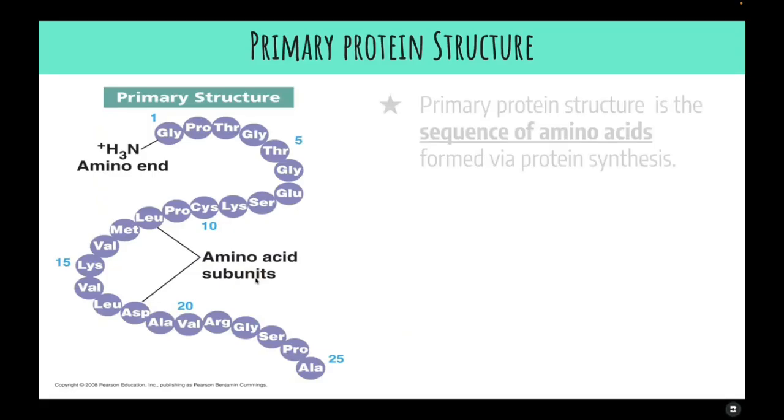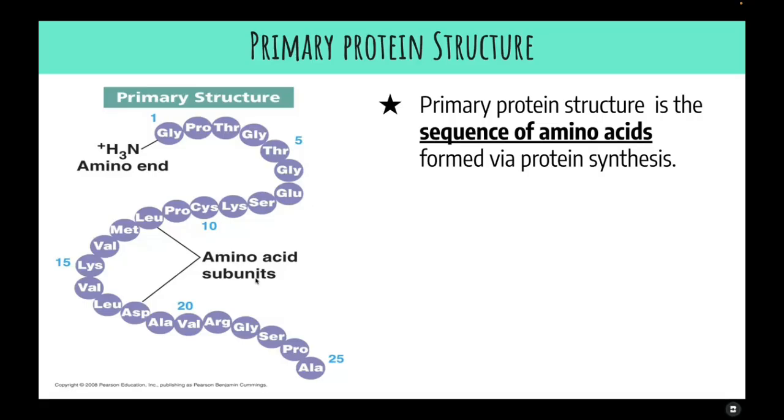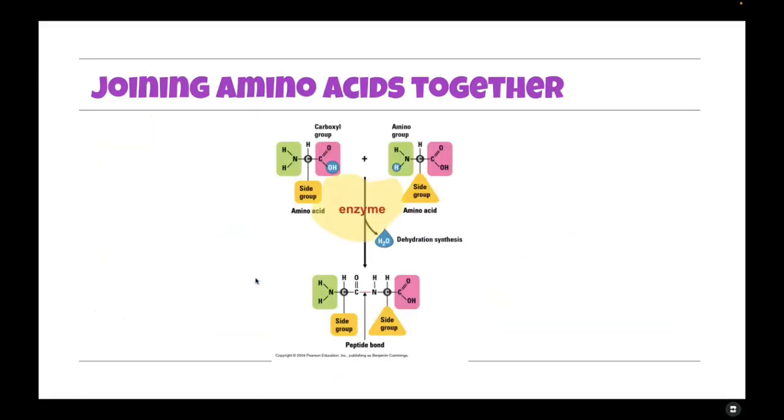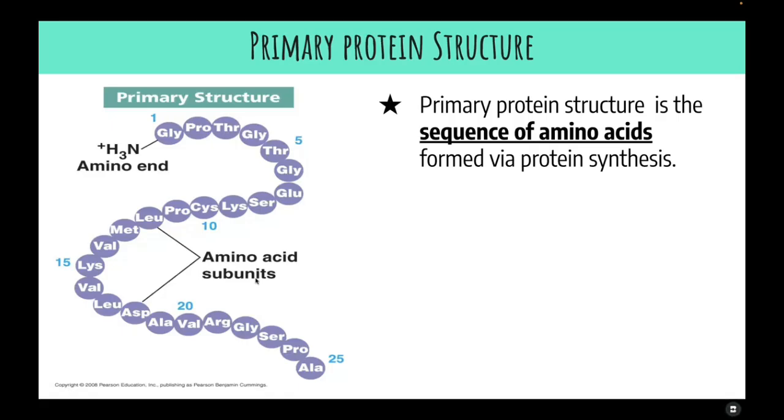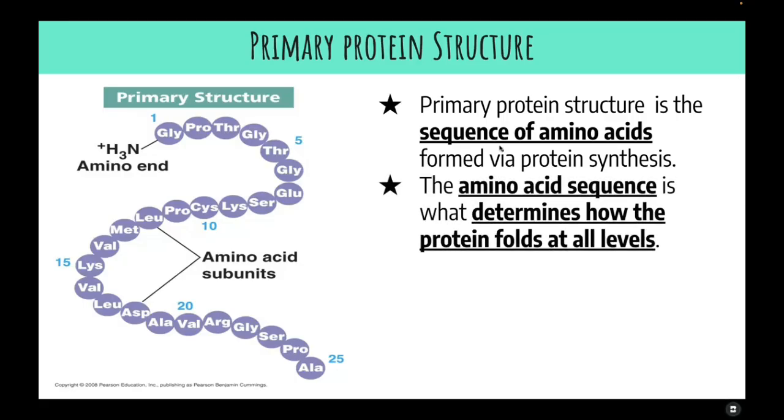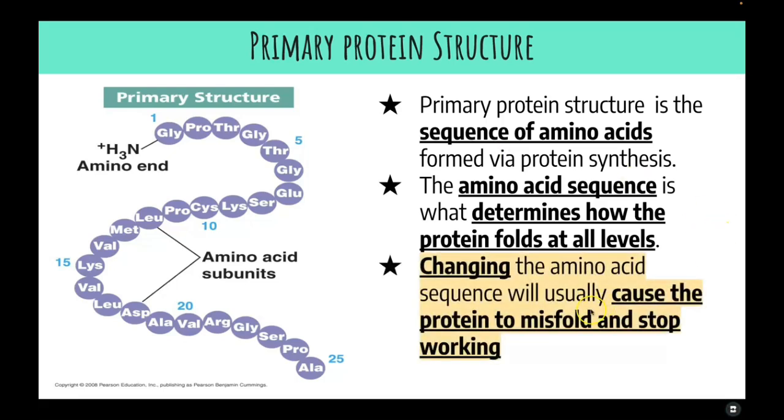All right. So this is the primary structure, the first example we went over here. This is the primary protein structure, a sequence of amino acids formed via protein synthesis. The amino acid sequence is what determines how the protein folds at different levels. And so changing the amino acid sequence will usually cause the protein to misfold and stop working. We'll get into an activity, and you'll be able to visualize this in class. And so this can lead to disease.